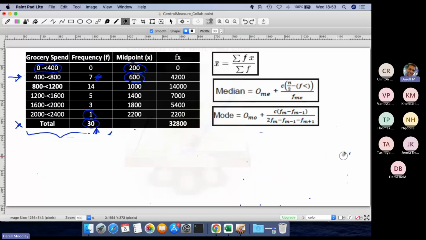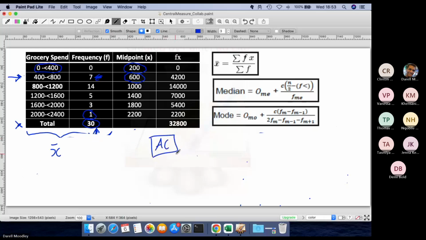And if you want the mean, the average, it's the same process as what we did for ungrouped data. If you want to get the X bar, that's the symbol for the mean, then you just press AC on your calculator, just start fresh. Then you're going to press shift.